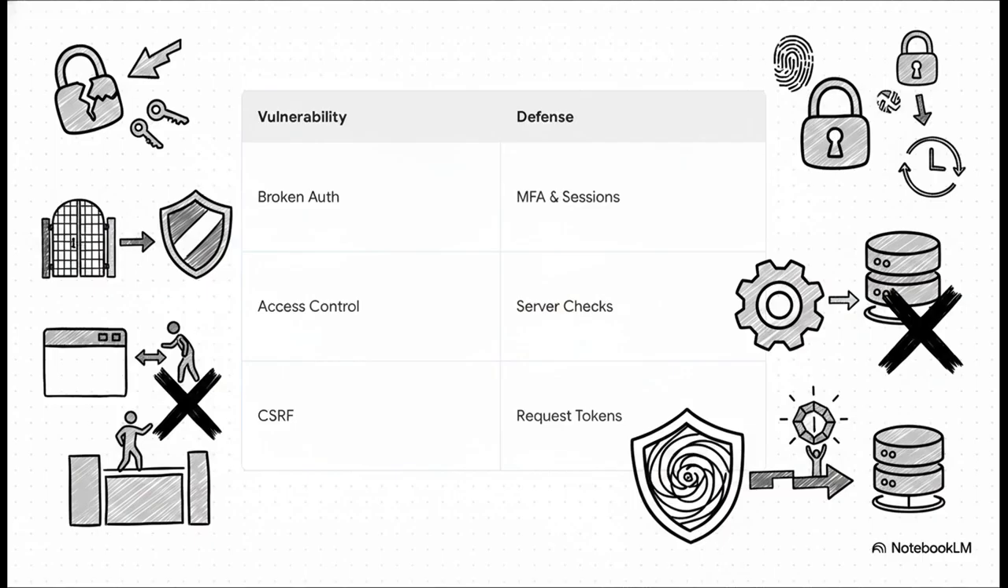Then you have access control failures. The golden rule here is simple. Never, ever trust the browser. Every single privilege check must happen right here, strictly on the server side. Finally, for cross-site request forgery, or CSRF, which is where a user gets tricked into executing an unwanted action behind the scenes, we counter that by requiring strong, entirely unpredictable request verification tokens.